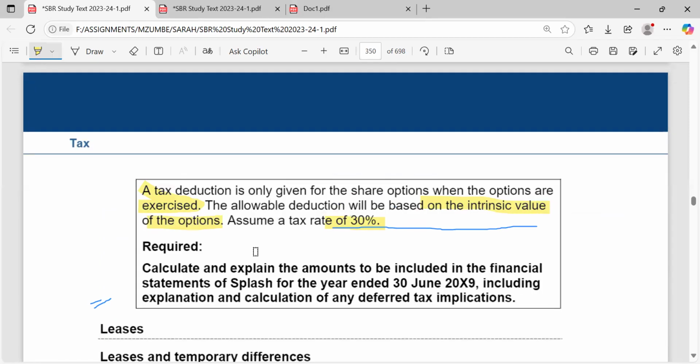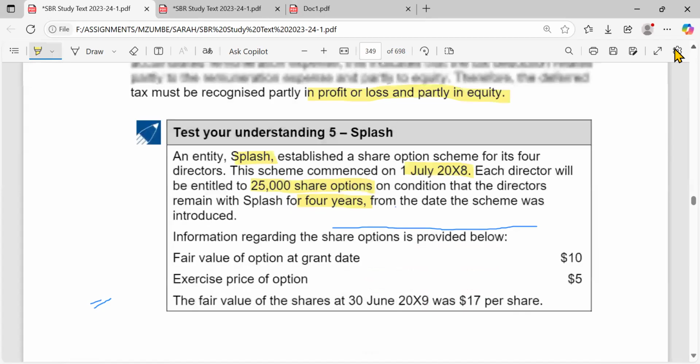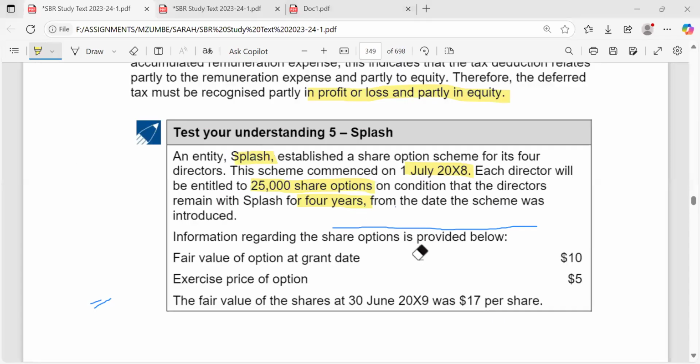Okay, what are we required to do? Calculate and explain the amount to be included in the financial statement of Splash for the year ended 30 June 2009, including explanation and calculation of any deferred tax implication. So our year end is 30 June 2009. That's the point to start with, right? Where does the scheme start? Oh, the scheme starts here, 1st July 2008. So 1 year later, it should be 30 June 2009. So we just need to account for deferred tax just 1 year into the start of our scheme, right?